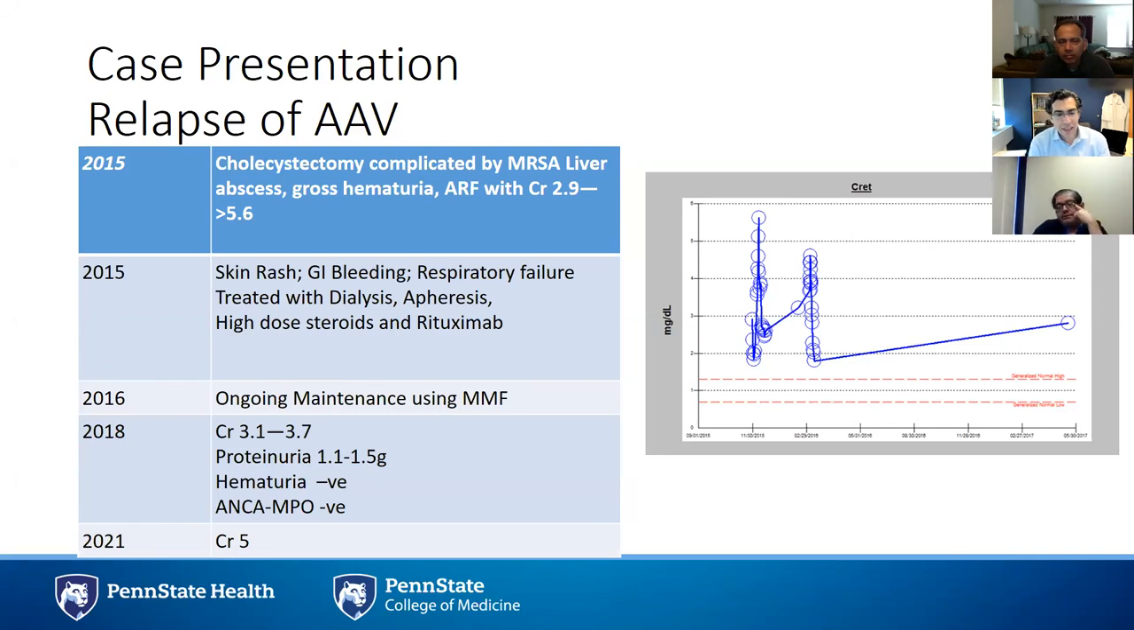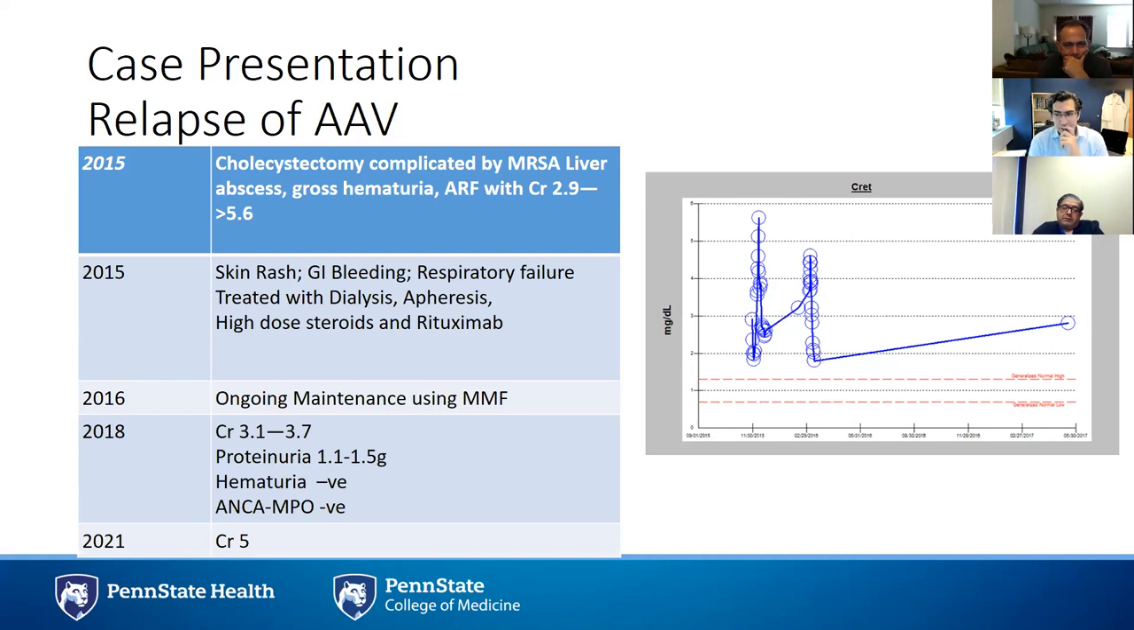A couple of years later, creatinine now stabilized between 3.1 to 3.7, proteinuria 1.1 to 1.5 grams. No hematuria, and his ANCA MPO remained negative. More recently, his creatinine has gone up to kind of high fours and fives. He's still not on dialysis. And he still remains on MMF, and I think our decision is to keep him as long as possible.